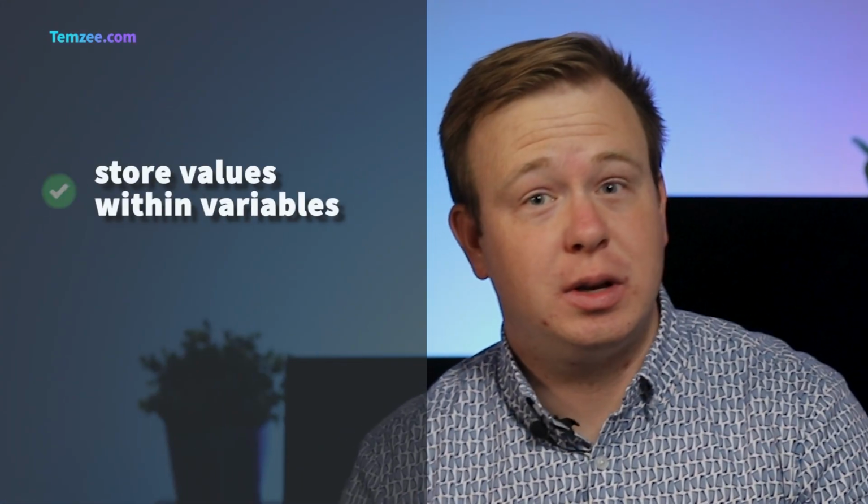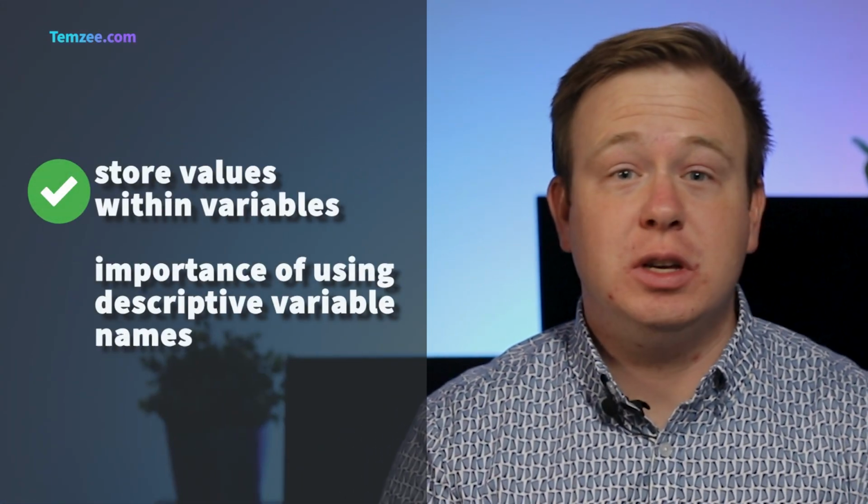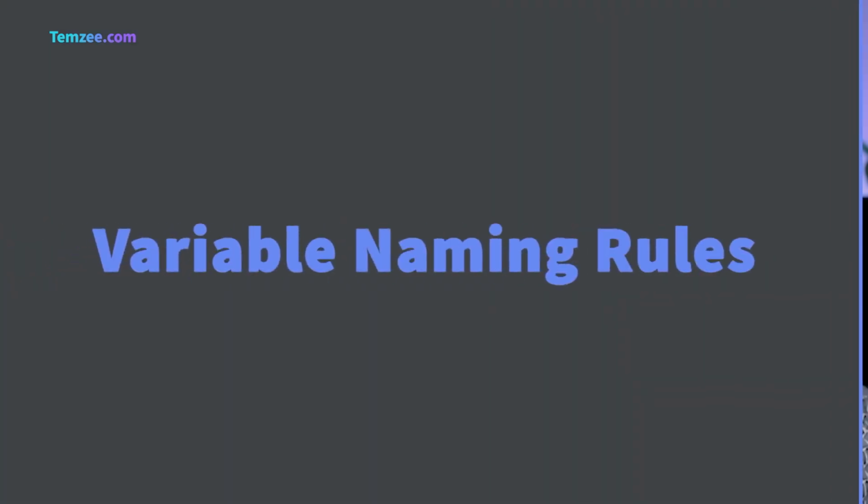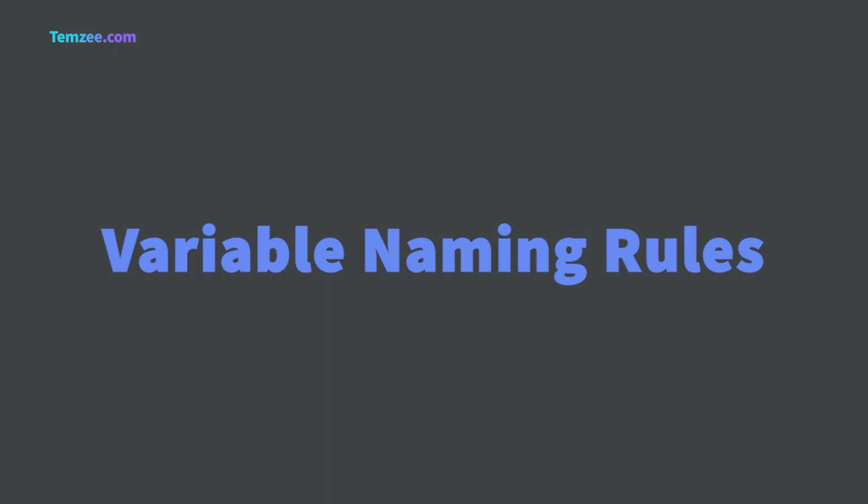So far, we've talked about how to store values within variables, and we've talked about the importance of using descriptive variable names, but we haven't yet talked about the rules that govern the naming of variables. Pretty much, you can't name a variable absolutely anything you want.